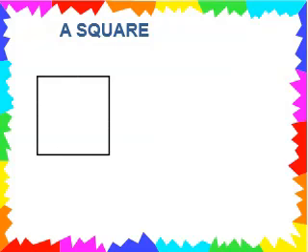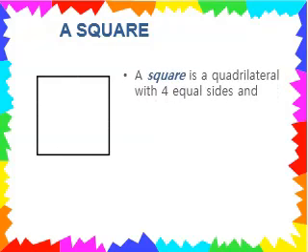So first of all, I'm going to talk about a square. A square is a quadrilateral that has 4 equal sides and 4 right angles. So not any quadrilateral. Whenever you have 4 right angles, and not only 4 right angles, but the 4 sides are exactly equal, then this shape is a square.